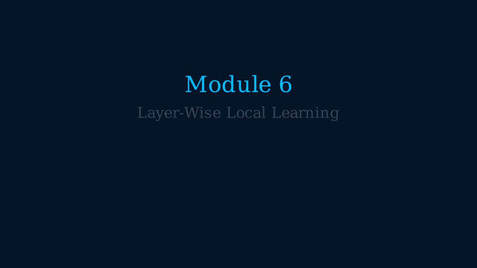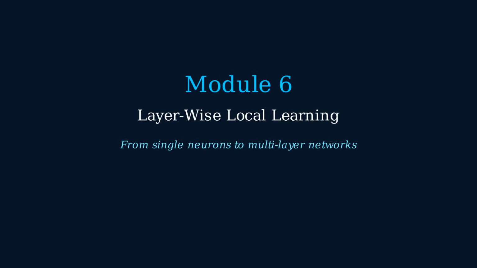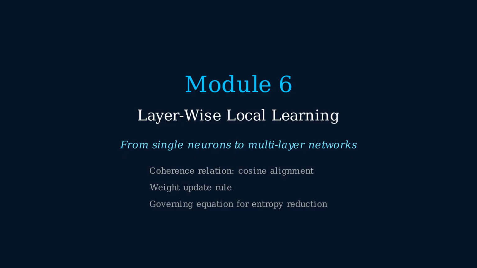Module 6, layer-wise local learning. This module generalizes from single neurons to multi-layer networks. We introduce the coherence relation, the cosine alignment between knowledge and decision shift vectors, as a measure of learning quality. We derive the weight update rule and the governing equation for layer-wise entropy reduction.